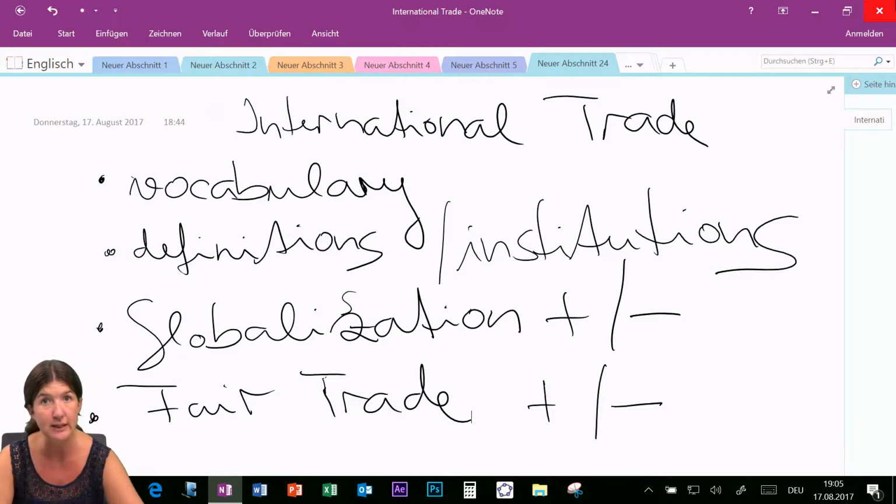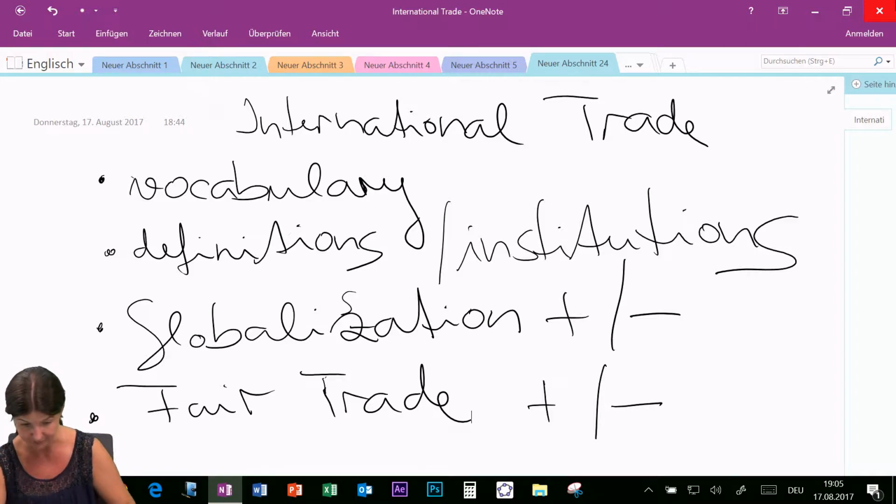I'll also try and give you some new input on the topic of globalization, like what is it, what are the pros and cons. It's a very broad topic and you probably do know a lot about it already. I'll just try and come up with some ideas that you may not have thought of yet. So we're talking about the pros and cons of globalization.